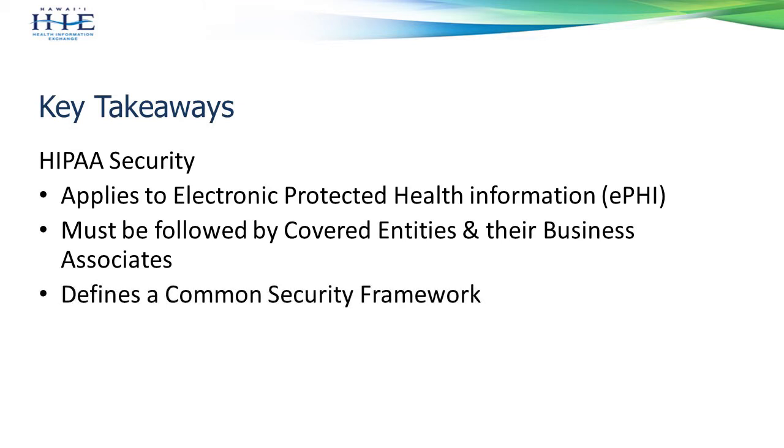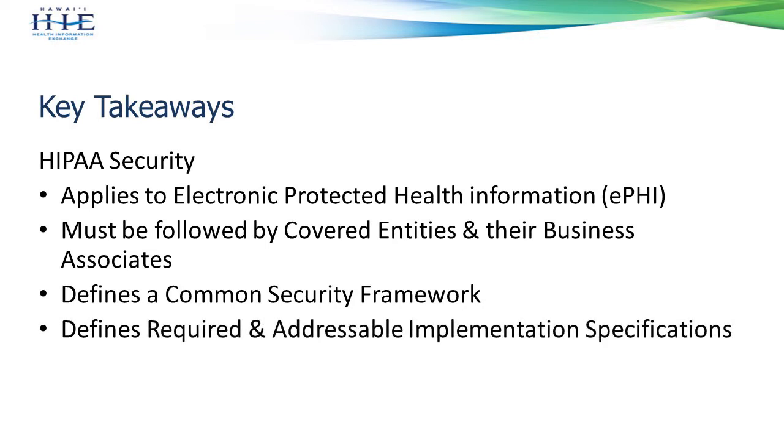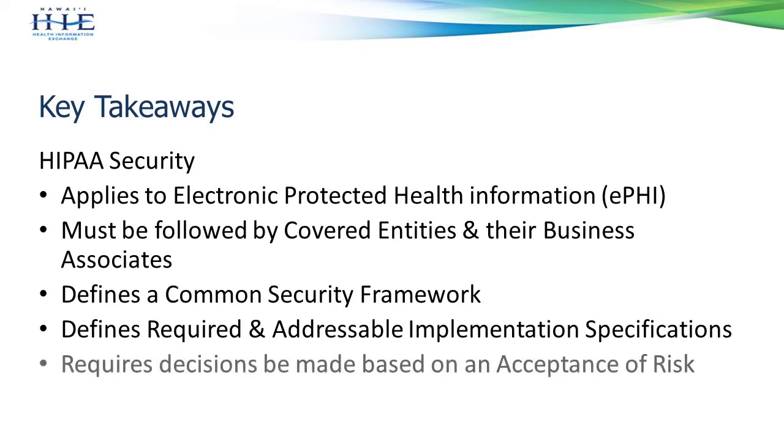HIPAA security defines safeguards and requirements that encourage the development of overlapping security controls in a framework that is applied consistently across an organization. HIPAA security defines the concept of required controls, which must be implemented in each organization, and addressable controls, which may be implemented if an assessment of risk determines them to be necessary. The acceptance or assessment of risk is a major theme running through the HIPAA security rule.